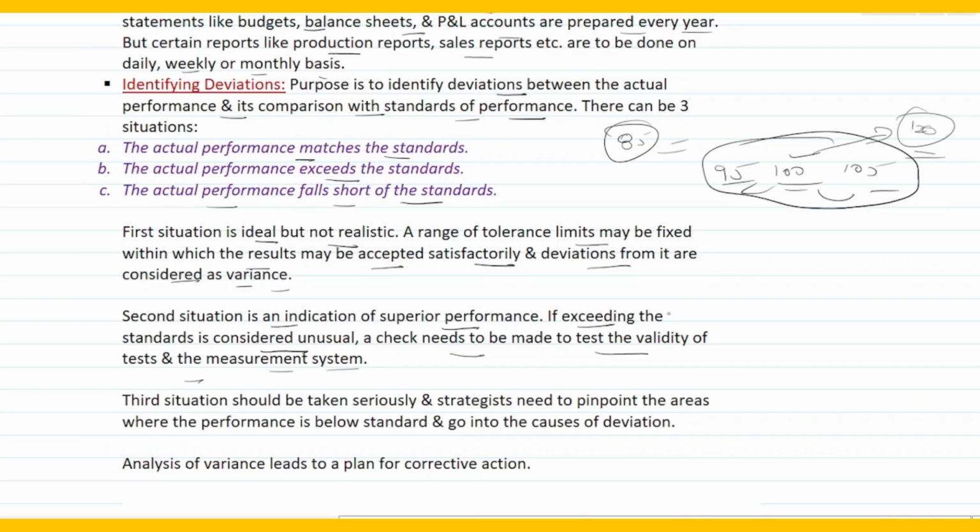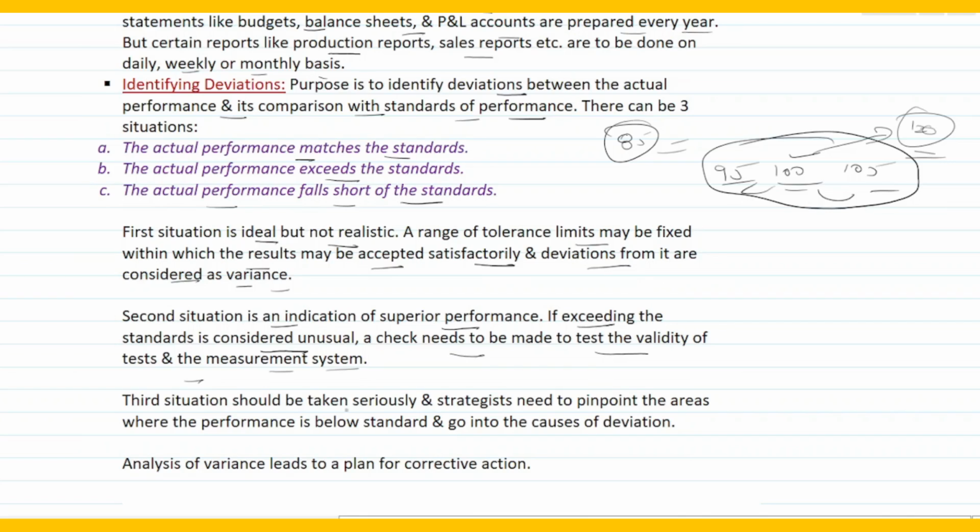But you also need to make sure that if the numbers are deviating from what exactly the actual standards are, then in that case you need to make sure that there is a test of validity, and the measurement system should be measured again, as in maybe you're not setting the targets the way it should be, so that's the reason the targets are exceeding way beyond the actuals.